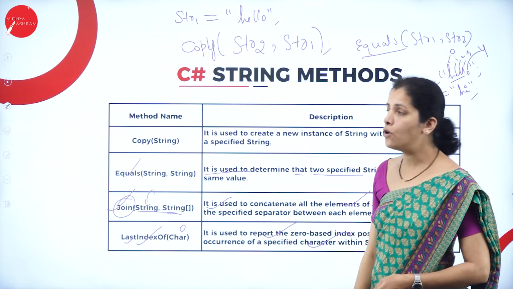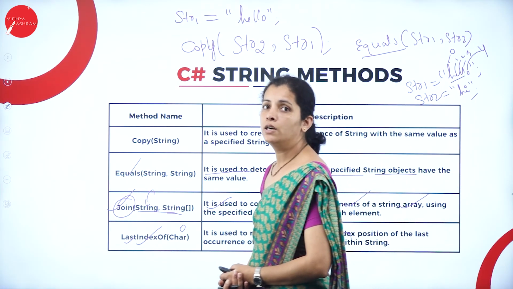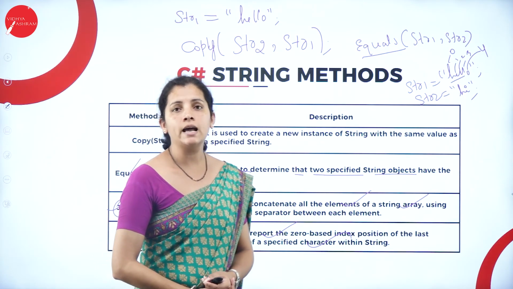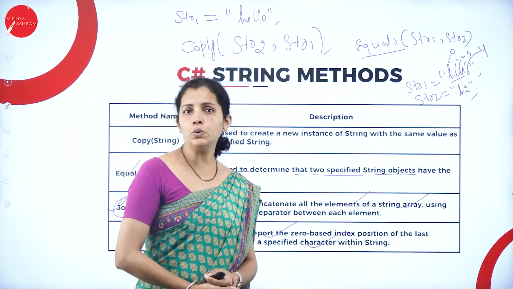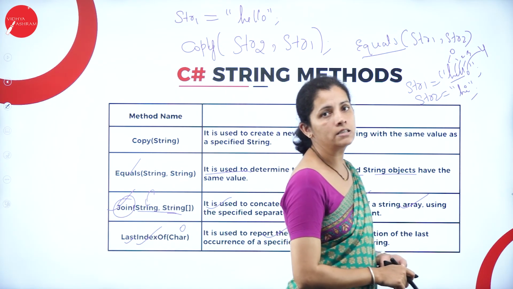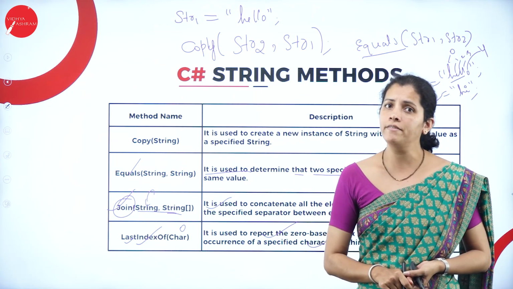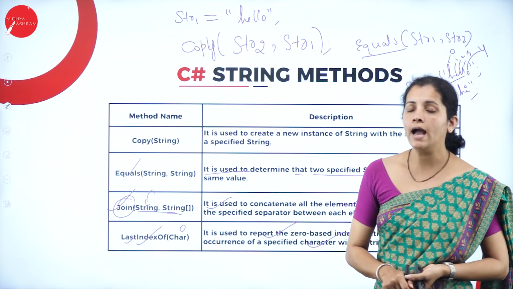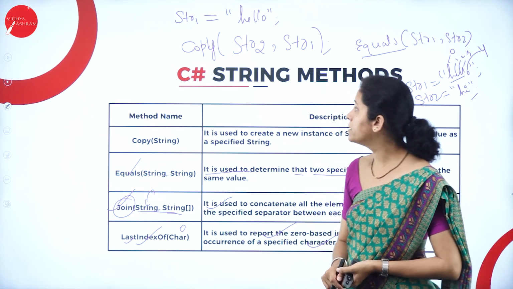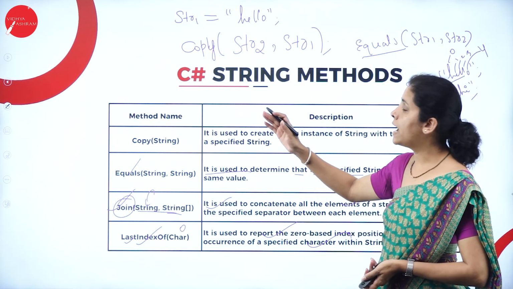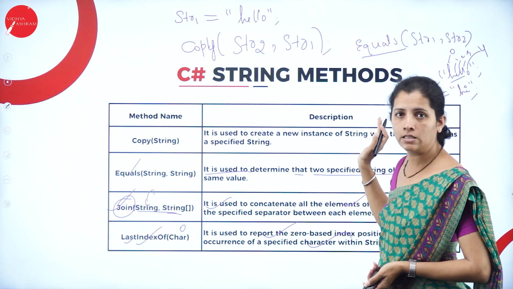It is 4. So dear student, in today's class I started with string. Along with that I have discussed how to initialize a string. Along with that I have discussed what is the string keyword and what is the String class. Along with that I have discussed some of the methods supported by C# string.